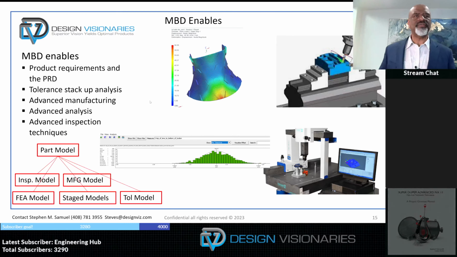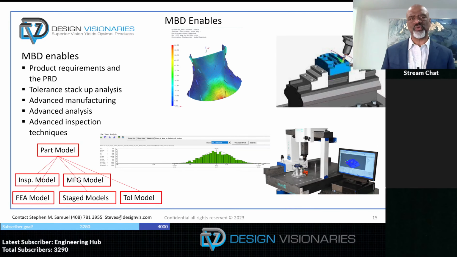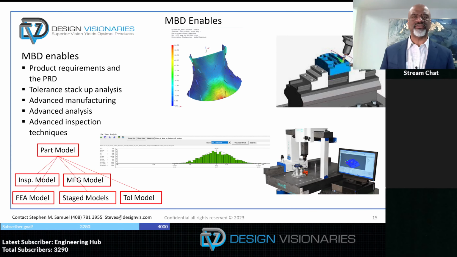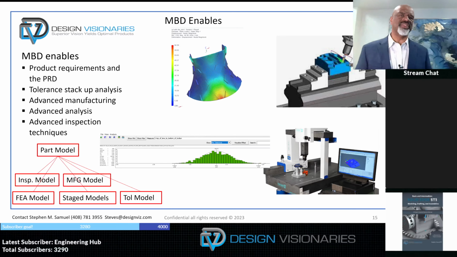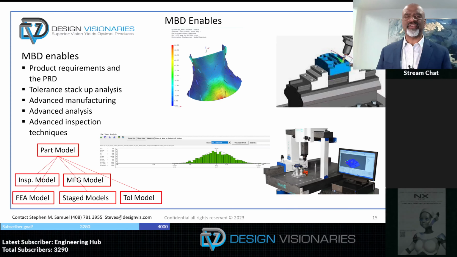Now, model-based definition enables better and more advanced analyses. And this is really important because when we're trying to get a product on the market much faster, we've got to make sure that when we're doing our prototypes and we're doing our actual production models, that they've been analyzed to the nth degree in advance, so we can really not make mistakes. The very worst thing you can do, in my view, is release a product that has not been fully tested and have some problems out in the field that were unforeseen.